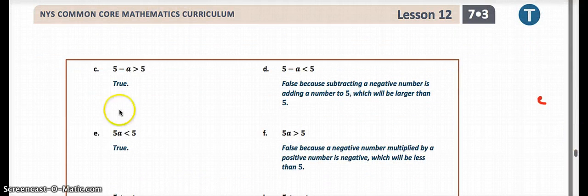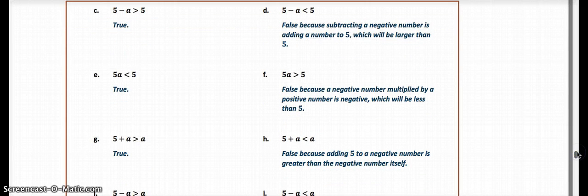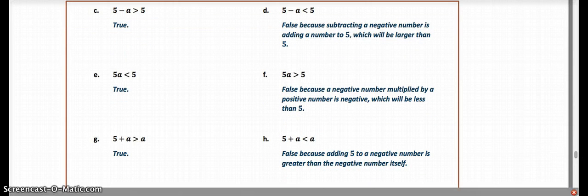E is true because if you take 5 times -1, you get -5, and that is less than 5. If you take 5 times -1, you get -5, and that's not greater than 5. It's false because a negative number multiplied by a positive number is negative, and that's going to be less than 5. Let's see if I can do this in the right order. Erase first, Miss Trousdale, then scroll down to the next one. Aha, look at that. It's amazing how it works.